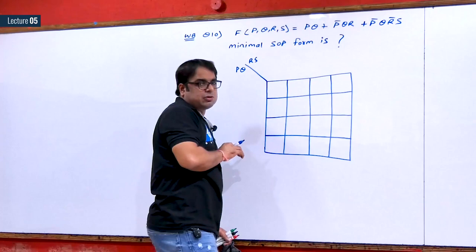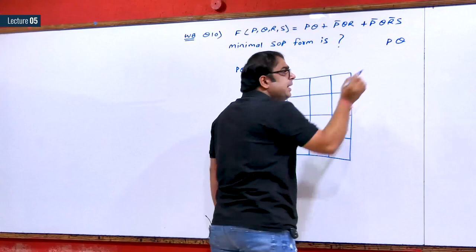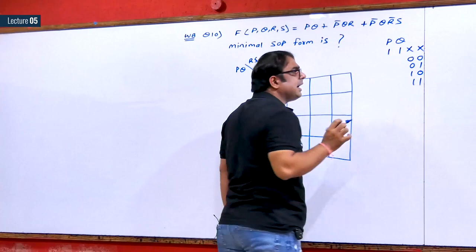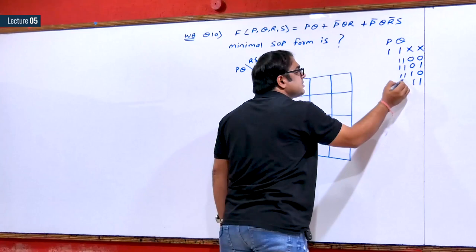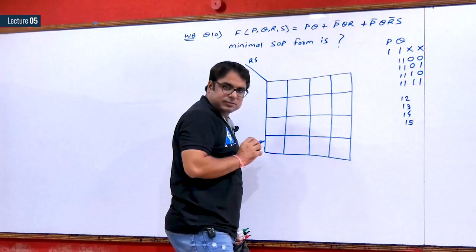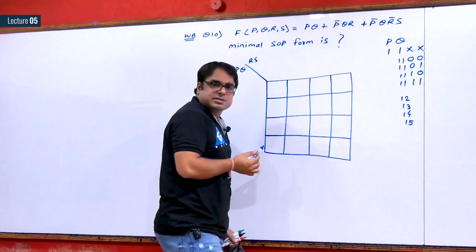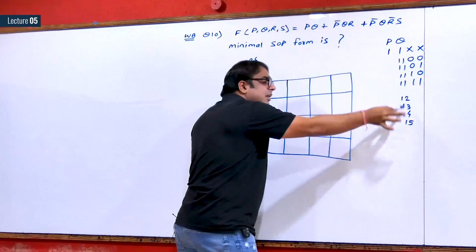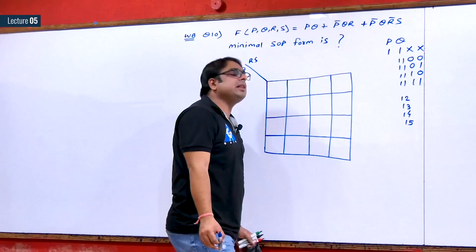For example, PQ is the term. PQ means P is equal to 1, Q is equal to 1, RS not given. RS not given means 4 combinations will be there for RS, but PQ is fixed. Minterm numbers will be 12, 13, 14 and 15. Then one by one I will number all the cells. After filling the cell numbers, I will plot at cell numbers 12, 13, 14, 15 the minterms, that is 1.